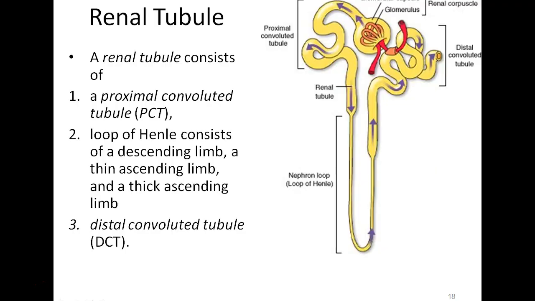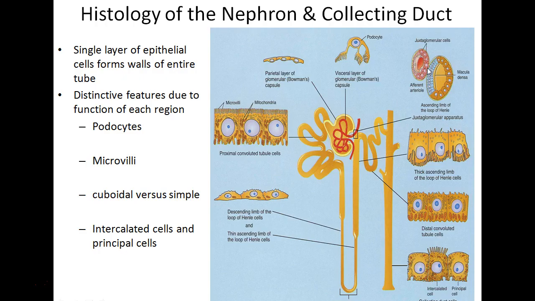Now we go a little bit more in depth into the renal tubule. That means we're coming out of the renal corpuscle. We see the renal tubule consists of, again, a proximal convoluted tubule, again, because it's closer to the glomerulus, leading to a loop of Henle, aka nephron loop, and then coming into a distal convoluted tubule. Here we go a little bit more in depth into some of the histology of the nephron.